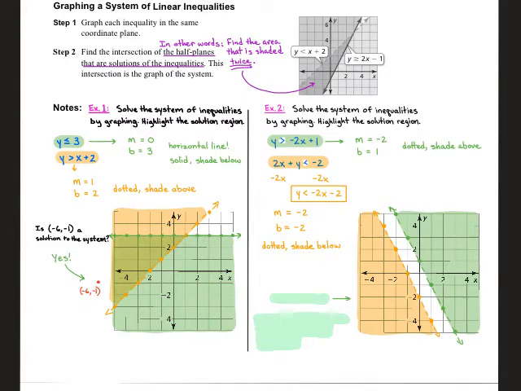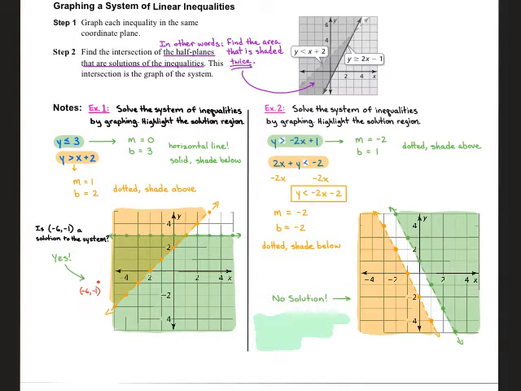So this is one of the special cases that you got to look out for, and this is really the only special case that can happen. You're either going to have a region of solutions, or if you have parallel lines and you have a situation like this, then you're not going to have a double shaded region. You're just going to have an area.